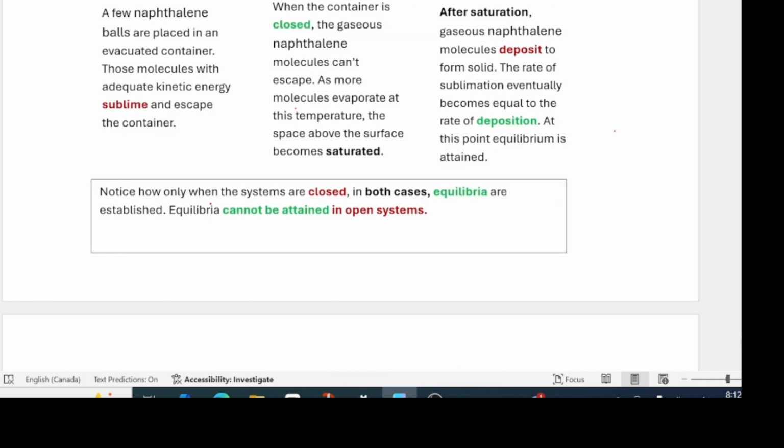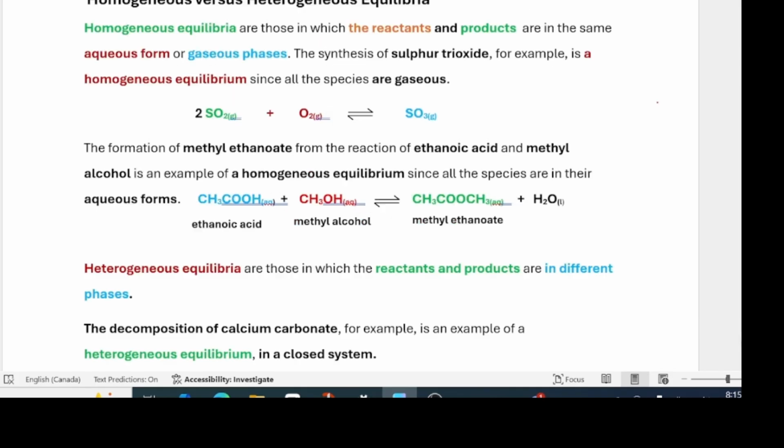Notice how only when the systems are closed, in both cases, equilibria are established. Equilibria cannot be attained in open systems.